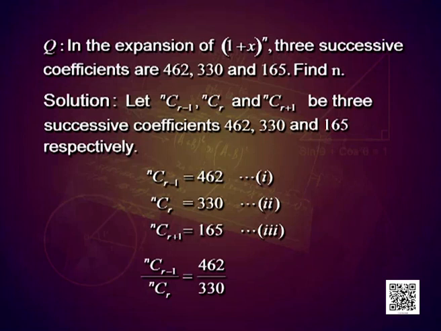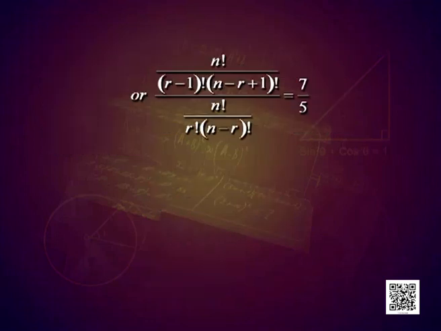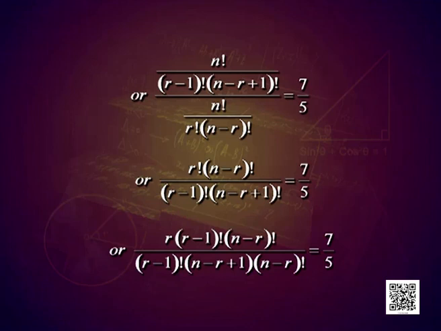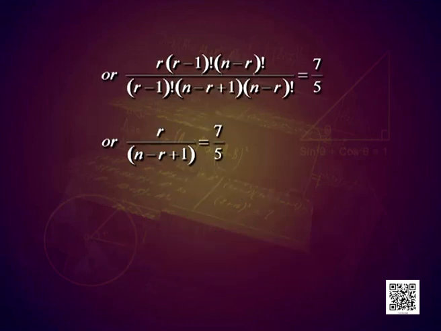In this case, we are again looking at elimination between the 3 equations. So, if I start by dividing the first equation by the second, I get a condition between n and r by replacing each of these nCr and nCr minus 1 in terms of factorials. When I expand the larger of the 2 factorials, the expression simplifies and gives me an equation: r by n minus r plus 1 is equal to 7 by 5.